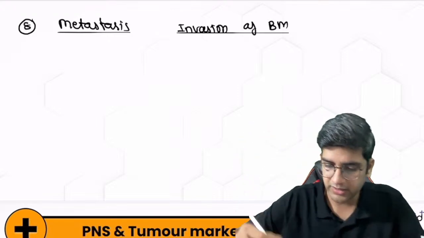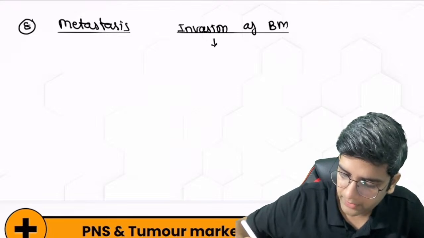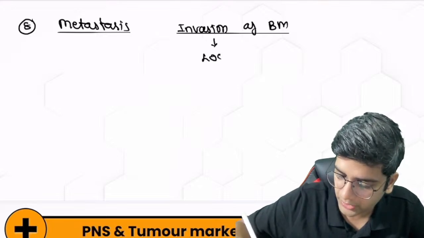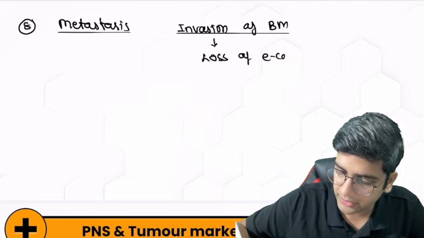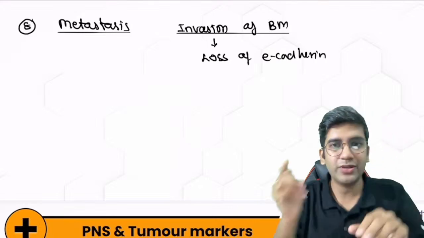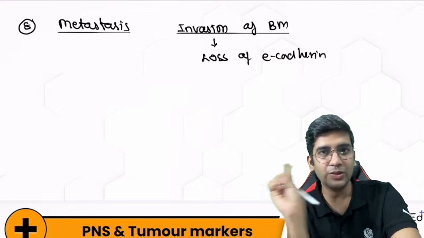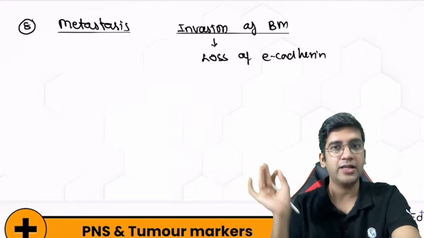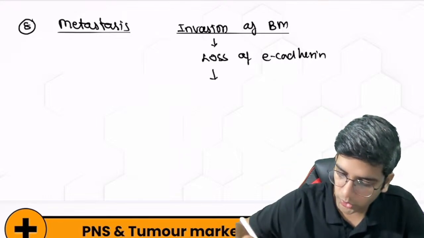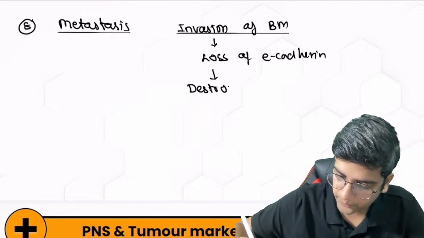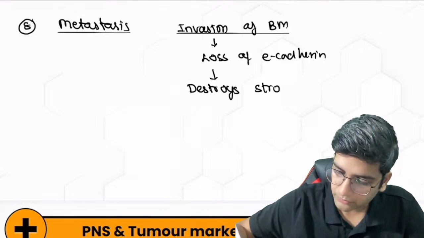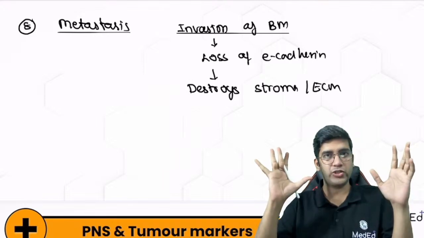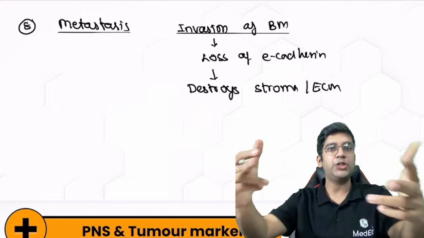It has to break. The second step here for me is mutation, destruction or loss of E cadherin. We have loss of E cadherin. It's a cell adhesion molecule. So one cell comes outside. Only one cell comes outside. The rest of them are still there. That's the second step. Once I have the loss of E cadherin, the third one is it destroys the stroma or extracellular matrix. The entire stroma is destroyed, so I have a space for the cell to move.